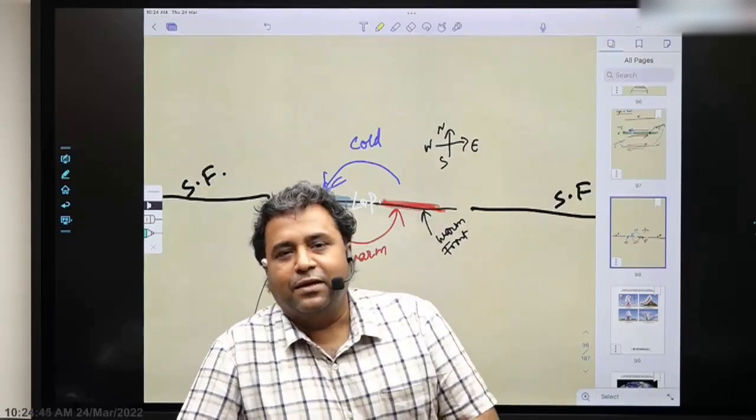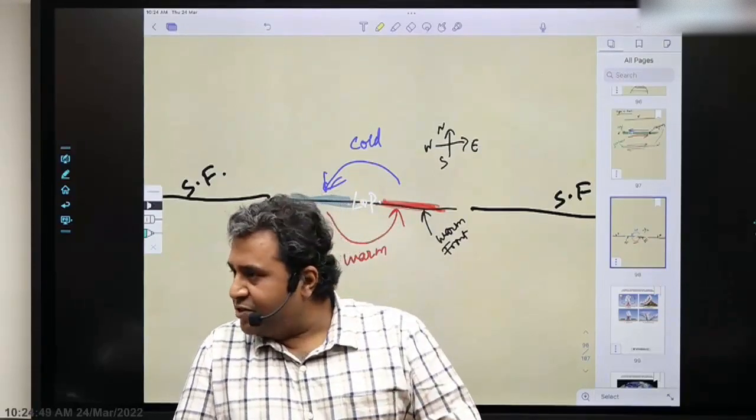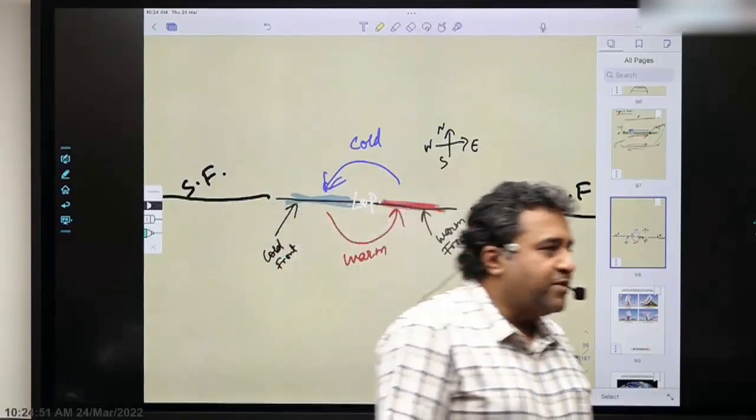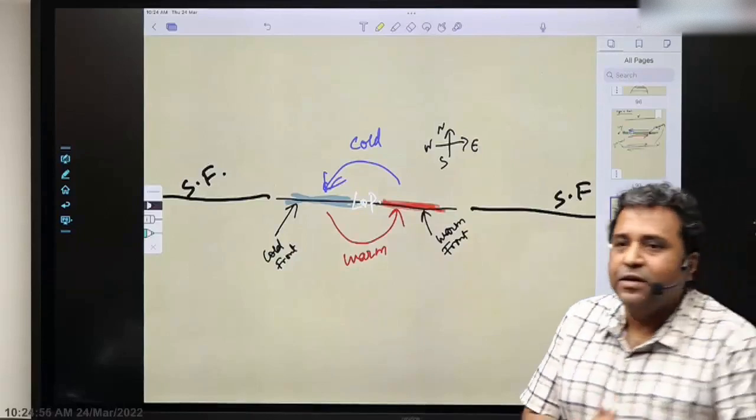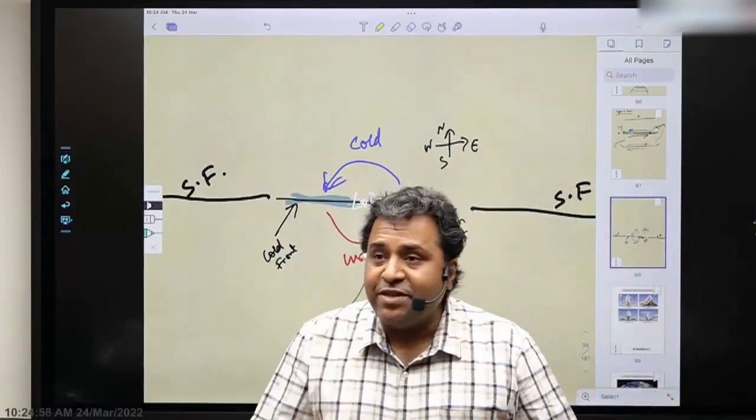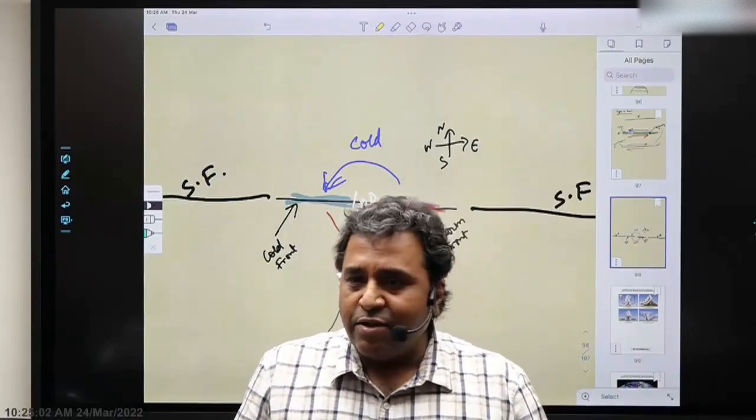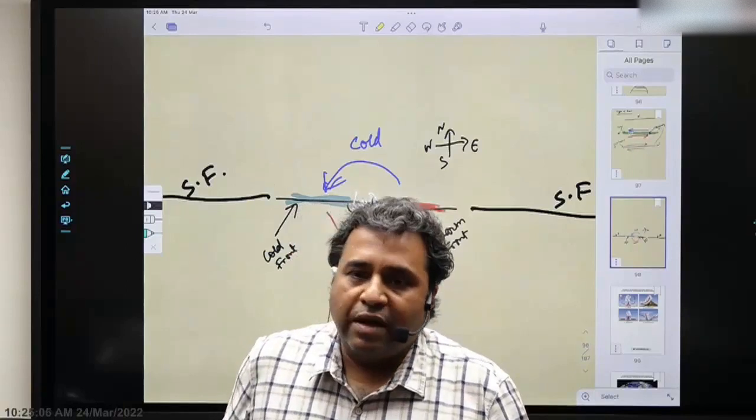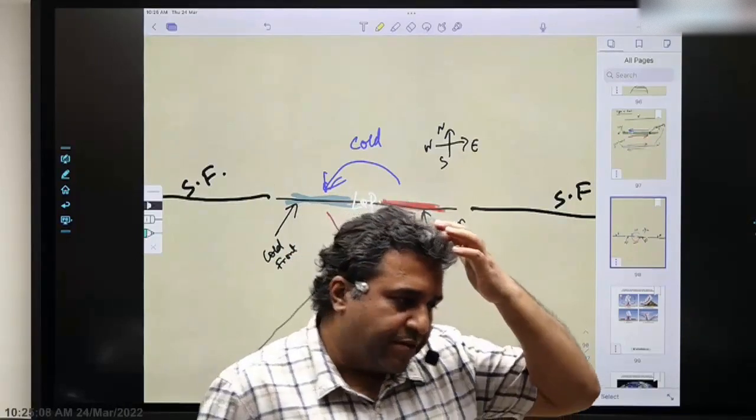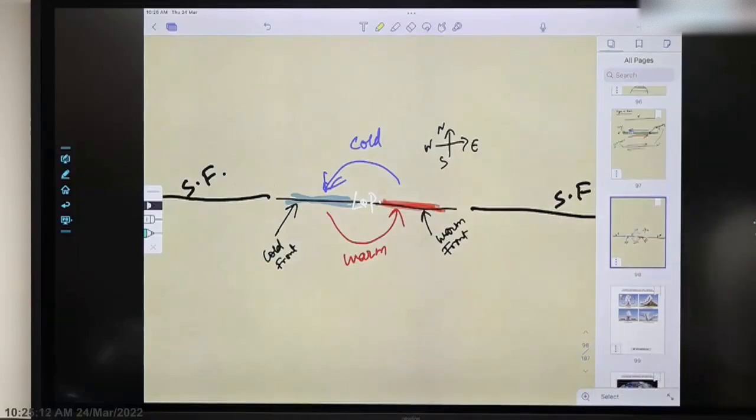Okay, so now we have created those pressure conditions on the surface. Clear? So once you have the pressure condition, now let me talk in terms of those pressure conditions. Should we write further? Now the high pressure conditions give us anticyclonic fair weather conditions.